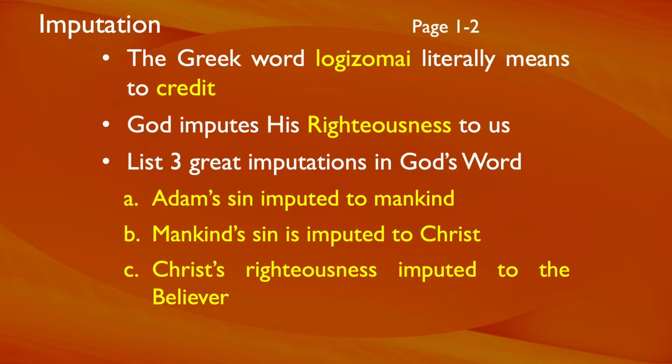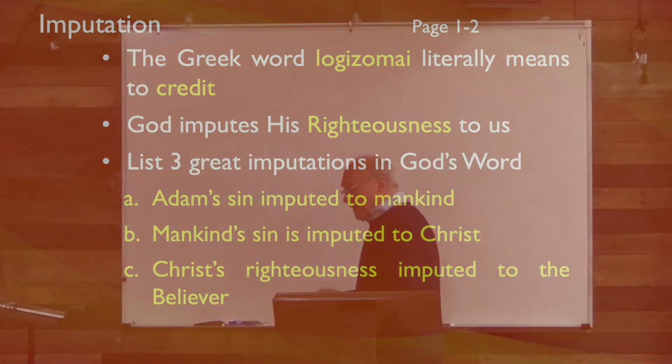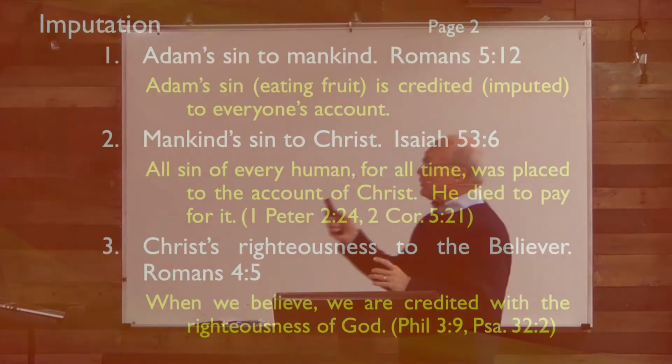Now, some of them we like and some of them we don't like. Here's the third one. Christ's righteousness is imputed to the believer. Those are the three great imputations in the scripture. So let me erase this and let's look at it. You're going to love it. It's beautiful. Okay, everybody got those three written down? Okay, so let's look at the first one.